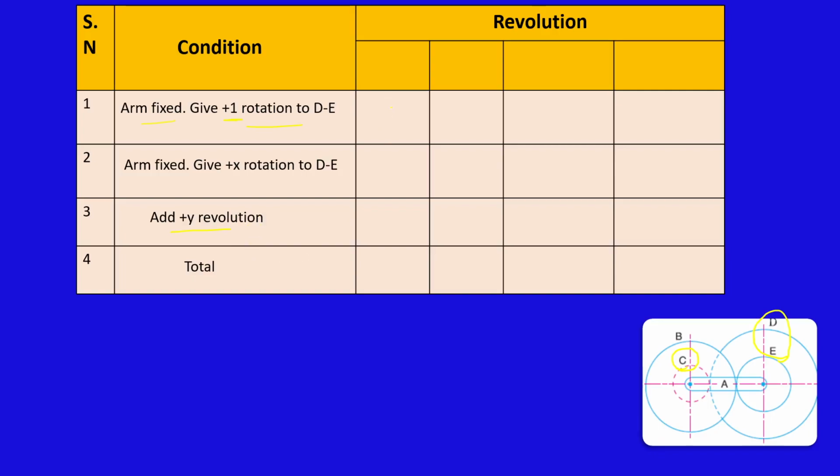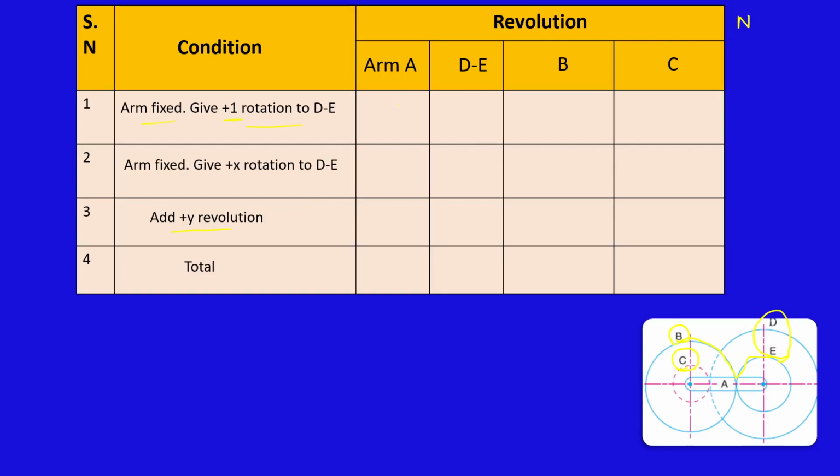Now we have to find the columns. Column 1, arm. Since the arm is fixed, we use arm A as column 1. Column 2, after fixing the arm, we are giving +1 rotation to DE, so DE will be considered as column 2. D is connected with E, connected with B. So after DE, we can use B. Then B is connected with C. So finally, C will come. Next, we have to find the revolution. Here, the revolution indicates speed N.